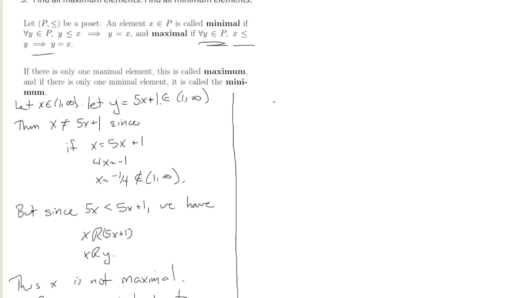All right, so minimal. Let's check minimal. Element x in P is called minimal if, for every y in P, y is less than or equal to x implies y equals x. Okay, so what's minimal? Let's check here. So again, let's try to prove x was minimal. In the same way we started off before, let x be from 1 to infinity. I want to prove that x is minimal. It may or may not be, but let's see what happens. Then to show it's minimal, I need to do it for every y. So now let y be an element of 1 to infinity.